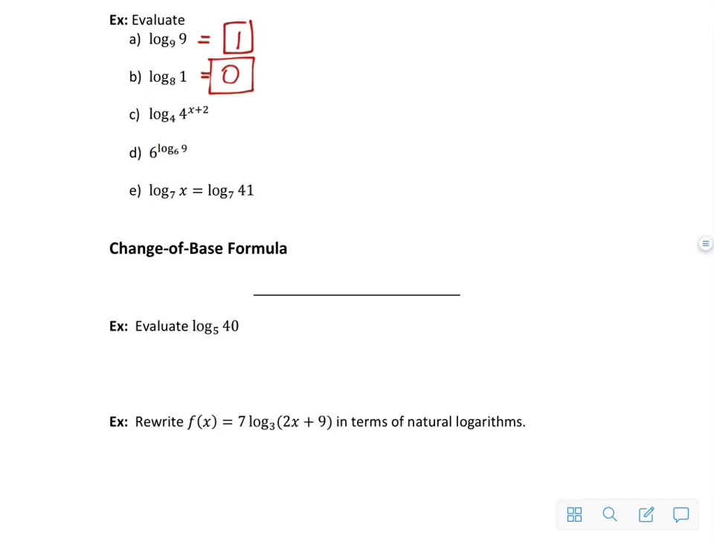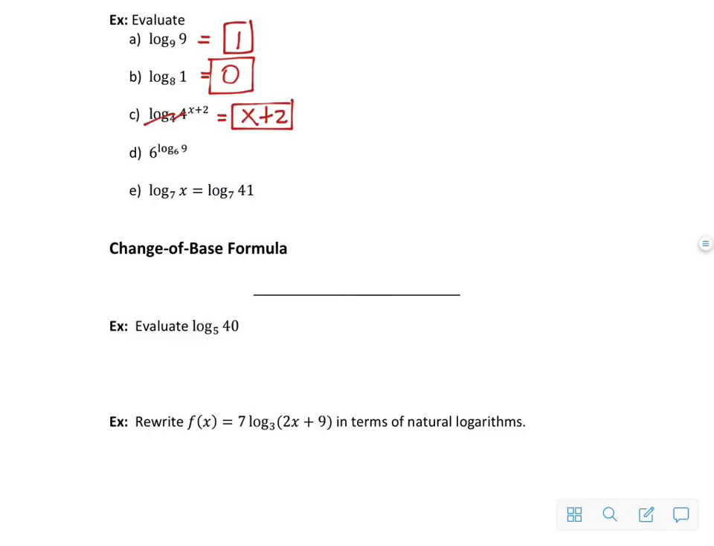The answer is 0. Now on both C and D, I want you to recognize that the base of the logarithm, 4, is the same as the base of the exponential expression. On D, the base of the exponential expression, 6, is the same as the base of the logarithm. When you take a log of an exponential and they're the same base, they cancel, and you're simply left with the exponent x plus 2.